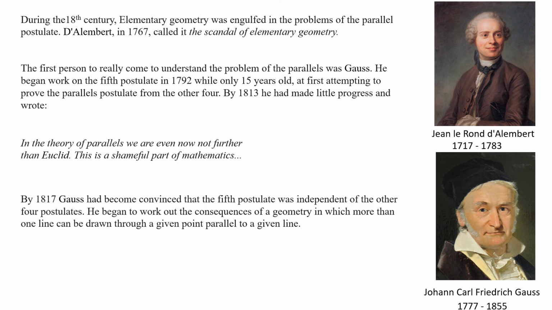So by 1817, Gauss had become convinced that the fifth postulate was independent of the other four, and he began to work out the consequences of a geometry in which more than one line can be drawn for any given point parallel to a given line. So he said, what happens if the fifth postulate isn't true? But Gauss never published this work, and perhaps he considered this result too controversial. So despite being perhaps one of the greatest mathematicians of all time, Gauss was quite shy about publishing controversial material. And this is not the only example in history where he shied away from publishing stuff.